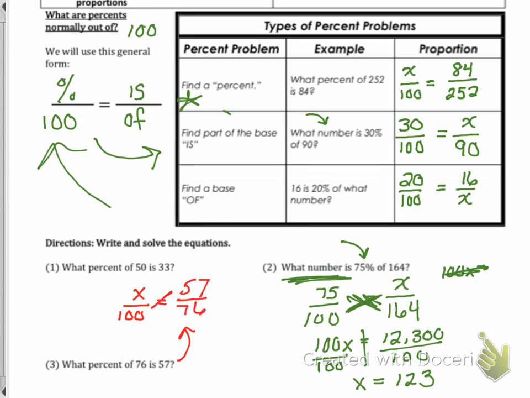So then I'll go ahead and cross multiply. So 100 times 57 is 5,700, is equal to x times 76, so 76x. And then I'll go ahead and divide 5,700 divided by 76. And that gives me an x value of 75.